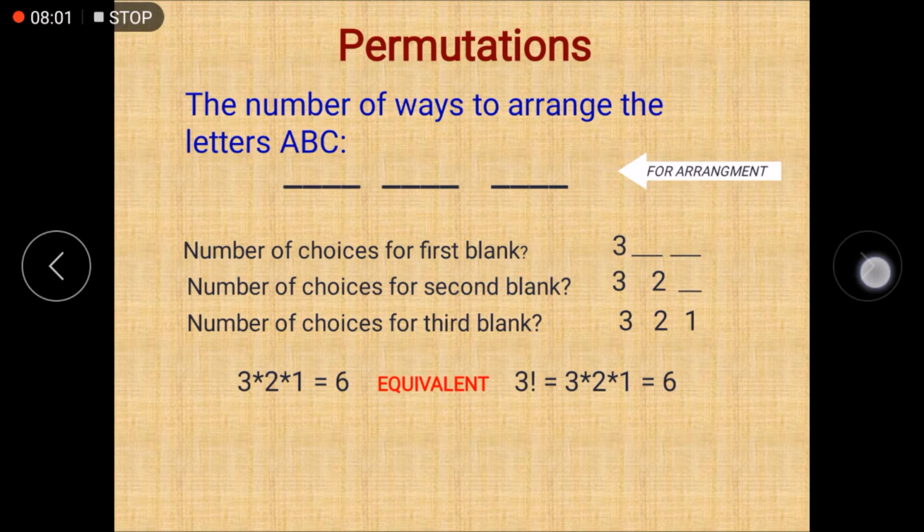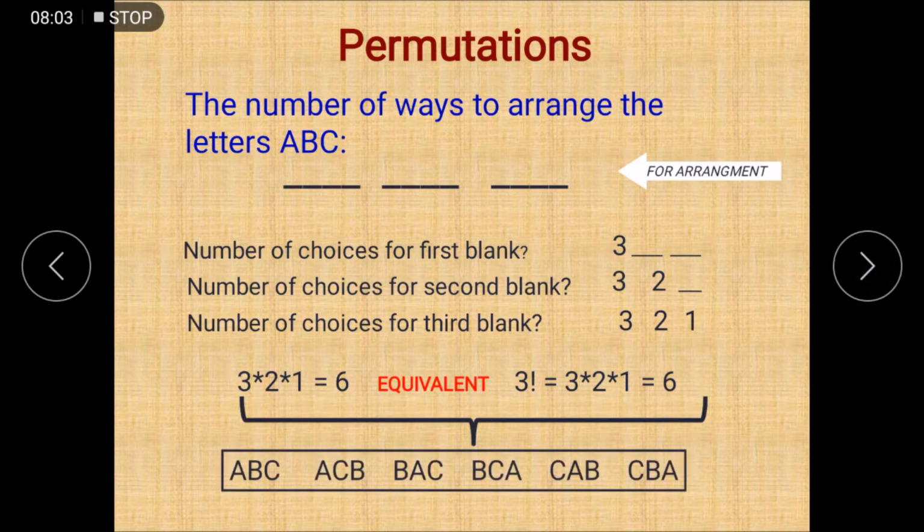If the first space is taken by A, the second is B, and then C, this is one example of an arrangement. Or you have ACB, or BAC, BCA, CAB, and CBA. So these 1, 2, 3, 4, 5, 6 all use the same letters. Because orders matter, ABC and ACB are different arrangements. So altogether there are 6. So let us see another example.